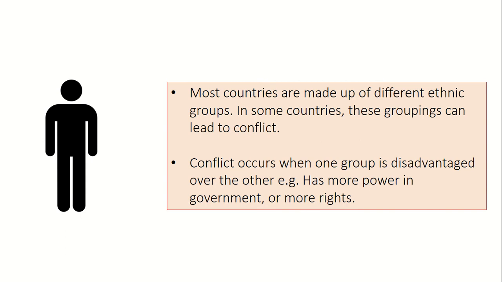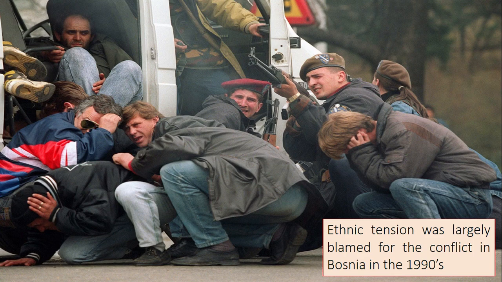And so when that happens, we tend to have conflict, because the ones that are disadvantaged, that group, don't like it. And so they start to rebel. They start to cause a fuss about it. And this has happened all around the world. And a really big example was in Bosnia in the 1990s.